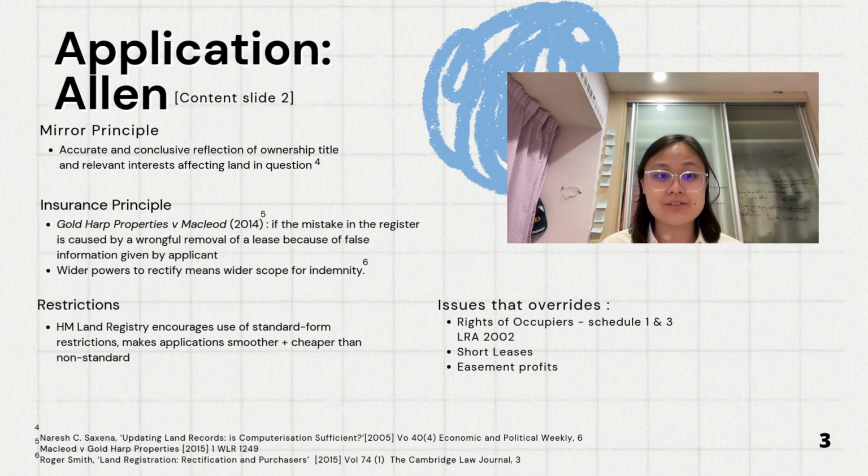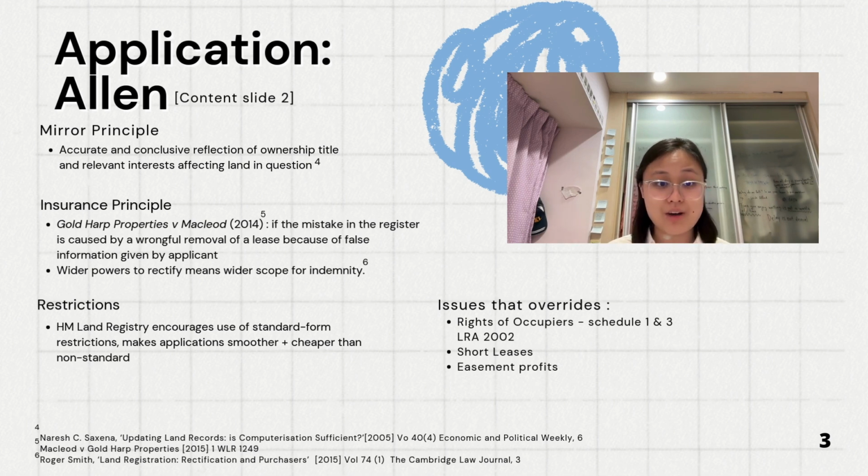This is where the accuracy of the register is guaranteed, and if the register is found to be inaccurate, it will be altered or rectified. The state will guarantee the efficacy of the system by providing statutory compensation, known as indemnity, to persons suffering losses by reason of the operation of the system, basically when there's a fault in the system.